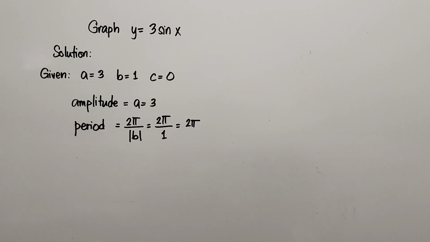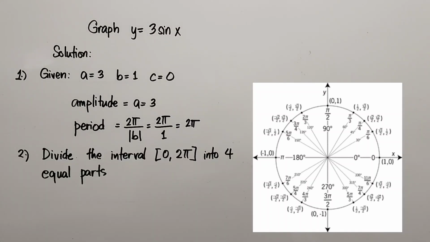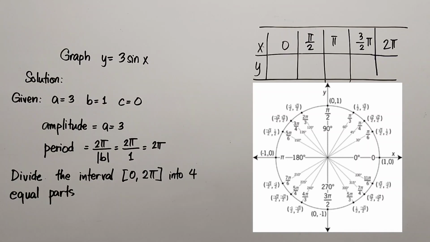Before we can graph this function, we need first to divide the interval from our 0 until the period of 2 pi. Look at this unit circle. The 2 pi is the 360 degrees and the 0 is the 0 degrees. So how to get the 4 equal parts of this interval? You are going to divide the middle of the points.